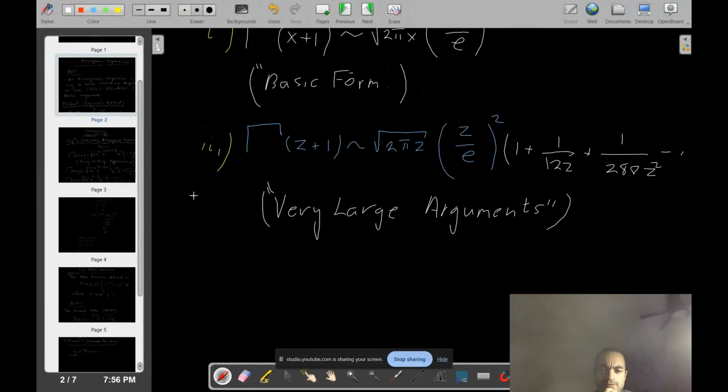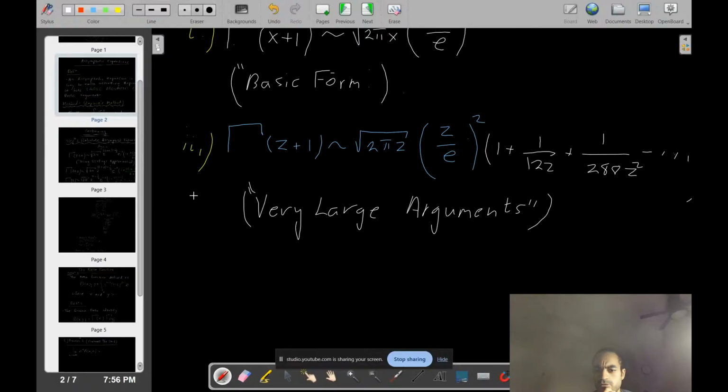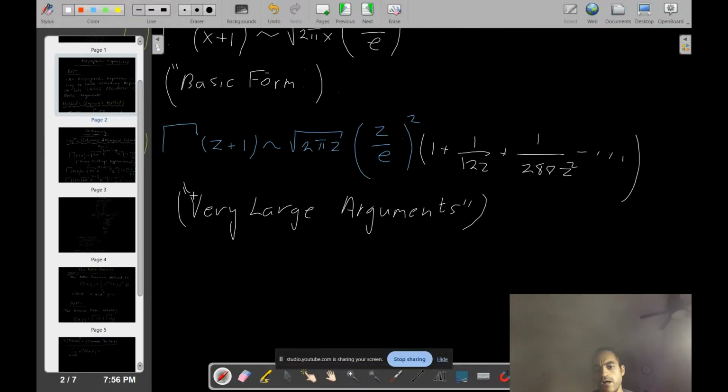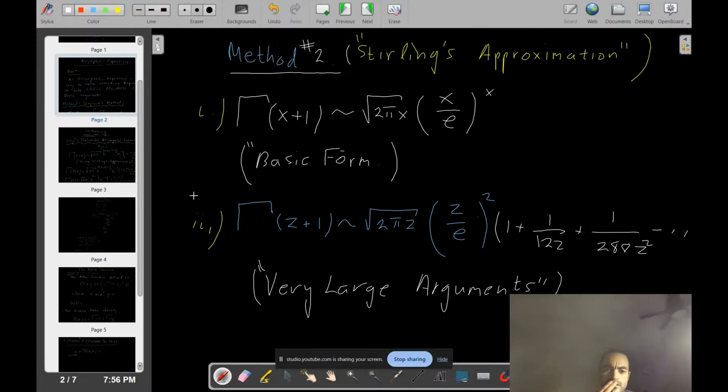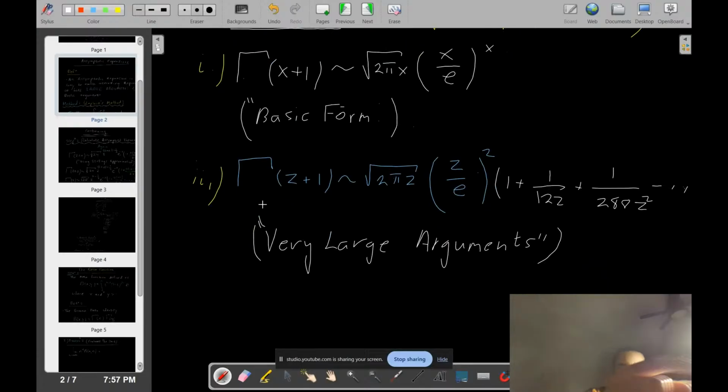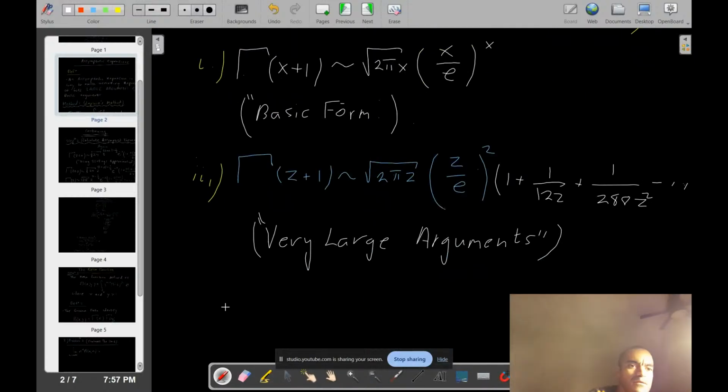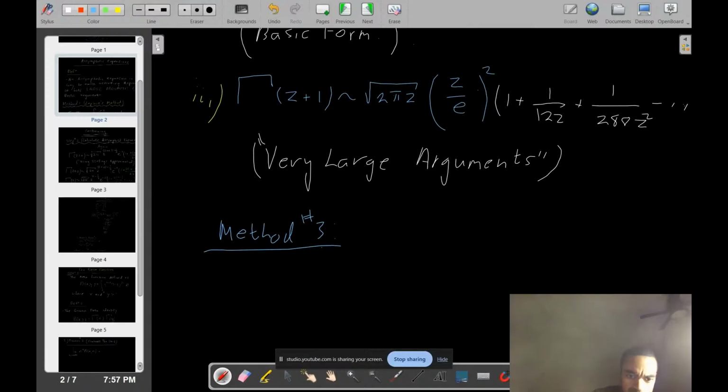So we have gamma of z plus 1 is asymptotic to root 2 pi z, z over e to the power of z, and then multiplied by an infinite series expansion. That's what we have here. And then finally, method 3, I'm just going to go through this fast. Just pulling up some theory on the asymptotic expansion because it seems like people didn't know about the asymptotic expansion for the problems that I'm going to be doing. And I'm going to be taking up method number 3. This one is interesting.